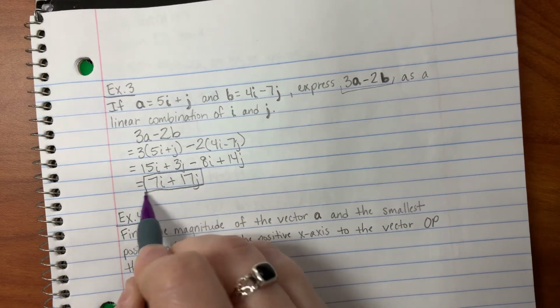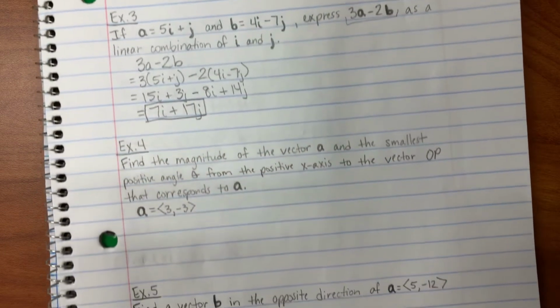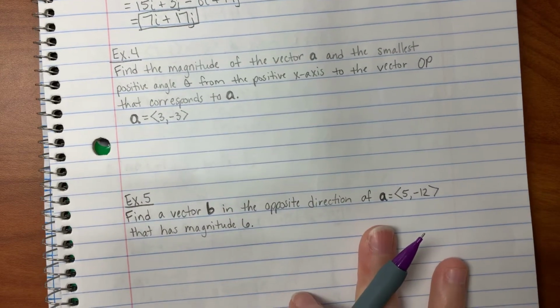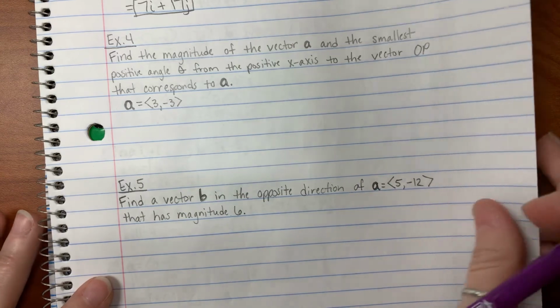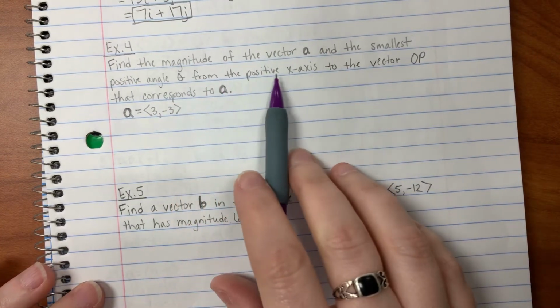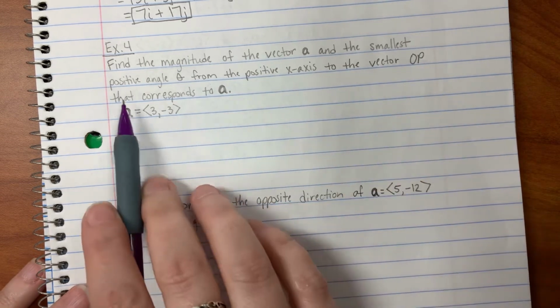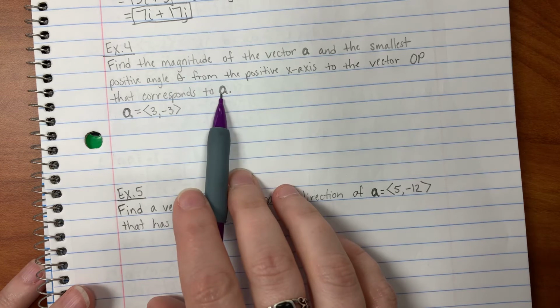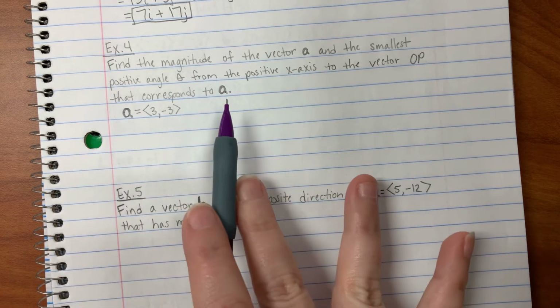So that is a linear combination of i and j. All right, example 4. Find the magnitude of the vector A and the smallest positive angle theta from the positive x-axis to the vector, which they're calling OP. I'm not really worried too much about that, that corresponds to A. So again, sounds super complicated. I'm just going to start working this out though.